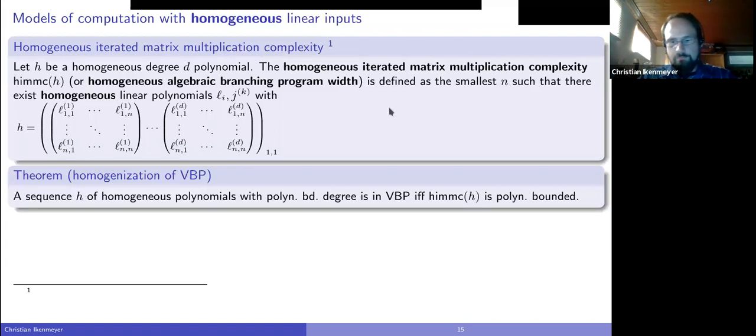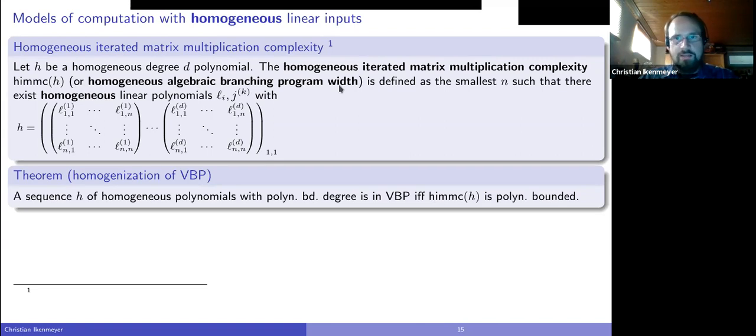I want to homogenize this. So I want to have a homogeneous model of computation here. It works as follows. You have a polynomial H, a homogeneous degree D polynomial. Now, the homogeneous iterated matrix multiplication complexity, I call it HIMMC, but you should probably get a better name, because it's the same as the homogeneous algebraic branching program width.